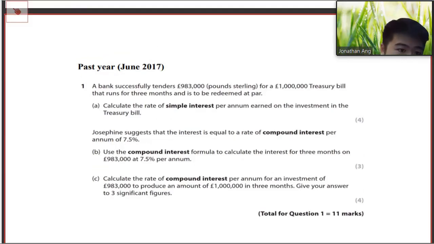You might be asking me, what is this redeem at par? Redeem at par means that you redeem at its original value. You use 983,000 and you tender, you have to go and bid for it. A treasury bill is a kind of financial instrument usually offered by the government. So you use 983,000, you win something that's worth 1 million. The difference in prices is where you earn the interest.